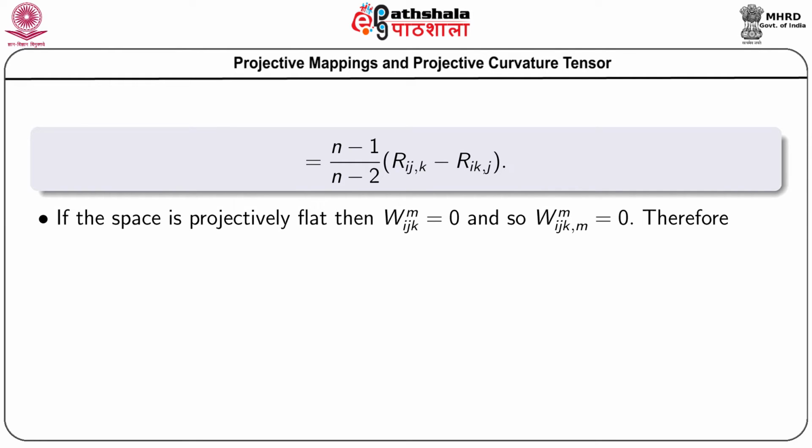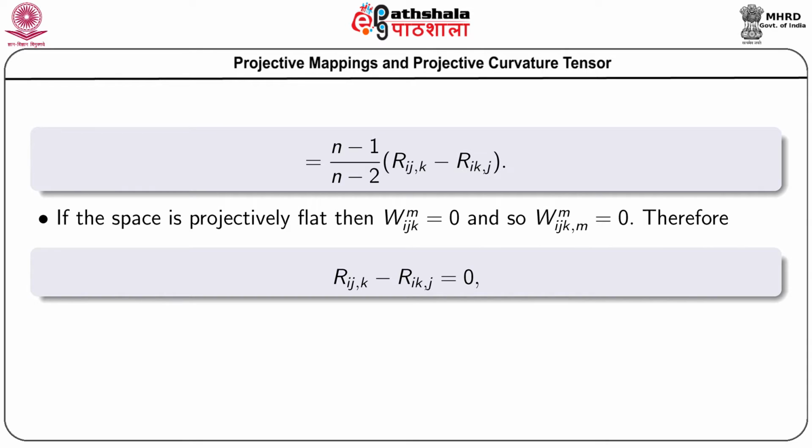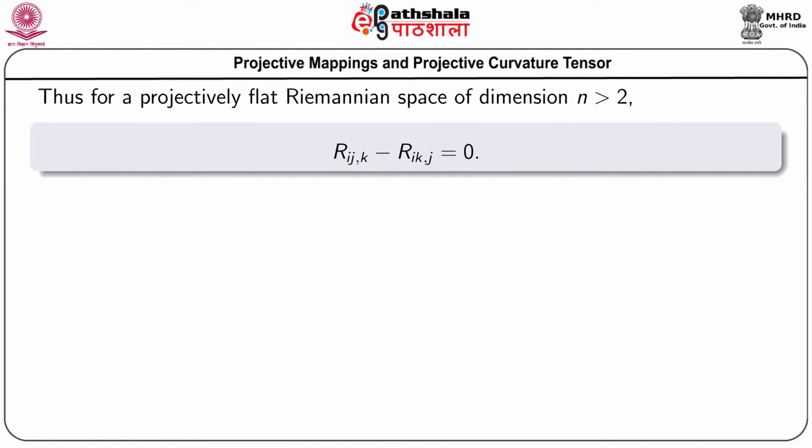Now, if the space is projectively flat, then W^i_{jk} is also 0, and so W^i_{jk,m} is also 0, and therefore R^i_{j,k} − R^i_{k,j} is also 0. And thus, for a projectively flat Riemannian space of dimension n greater than 2, this expression holds: R^i_{j,k} − R^i_{k,j} = 0. But the converse part is not true in general, that if this holds, then the space may not be projectively flat.